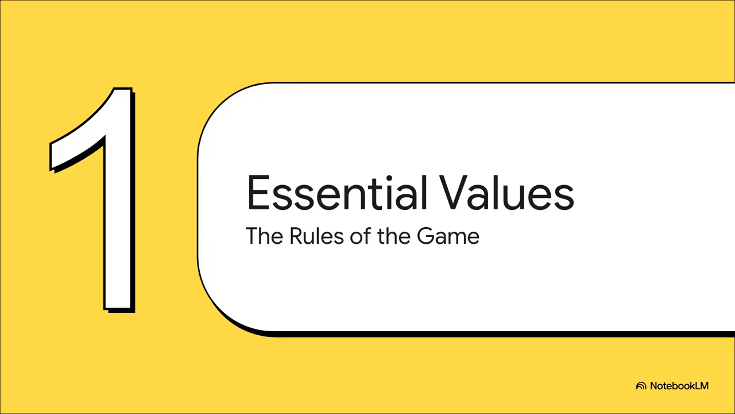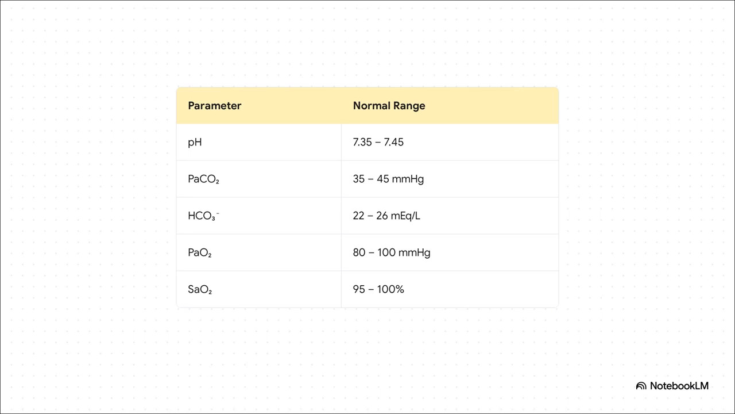Okay, so before we can interpret anything, we gotta know the rules of the game, right? These are the essential normal values. Think of them as your North Star for everything that follows. First things first, you have to know what's normal. So pH, that's the body's happy place. It's between 7.35 and 7.45. Then there's PaCO₂, that's our respiratory clue, and it should be between 35 and 45. And finally, HCO₃-, or bicarb, that's the metabolic clue, and it sits between 22 and 26. Seriously, commit these to memory. They are the anchors for everything we're about to do.